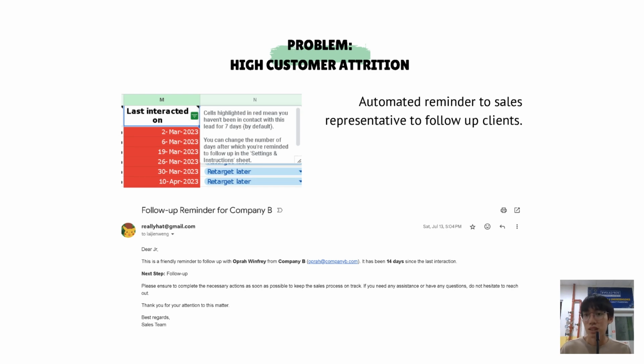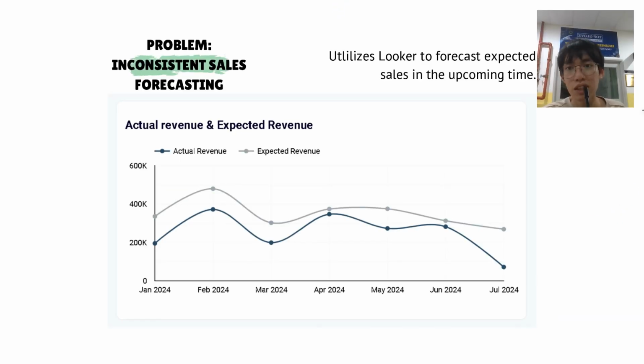So how exactly do we do it is we record each last interacted date, and then we follow up with them by sending them a reminder email automatically. Next, we also found that we have inconsistent sales forecasting. By utilizing Looker to forecast the expected sales in the upcoming time, we can compare the actual revenue and the expected revenue in a graph, and we can also allocate our resources and plan accordingly.